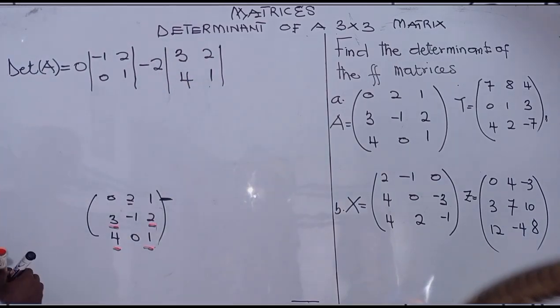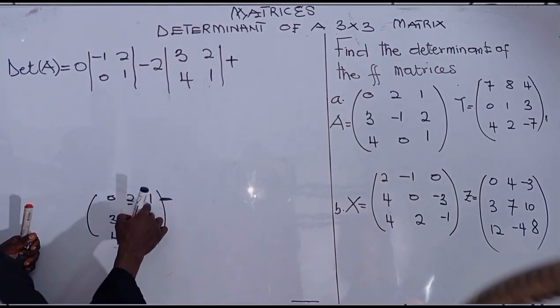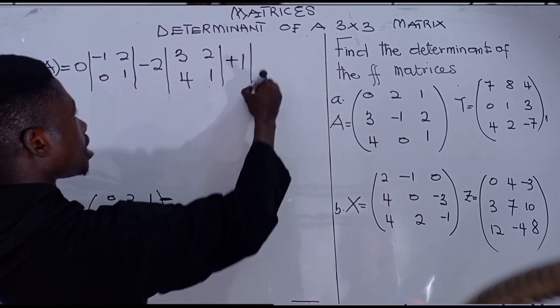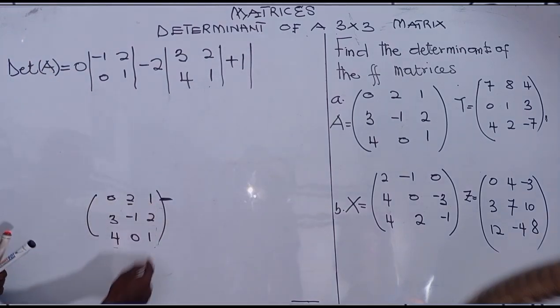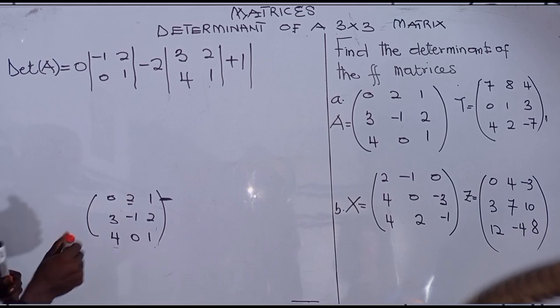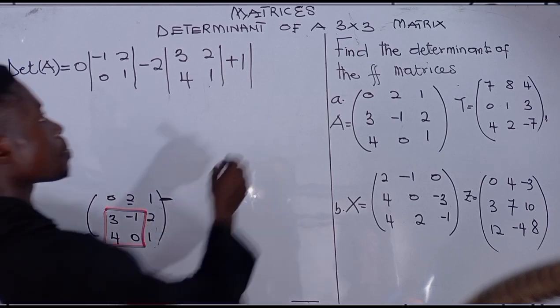Then after that, we move on to the last entry, and that is going to take a positive 1. Then we have this. So with that, we are going to collapse the first row and then the last column. So we'll be left with these entries. So we have 3, -1, 4, 0.